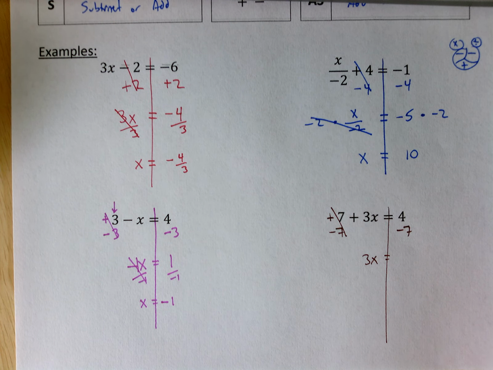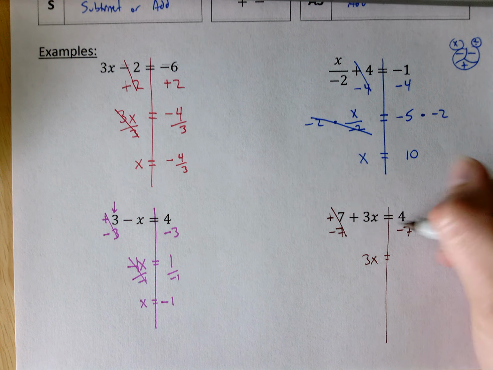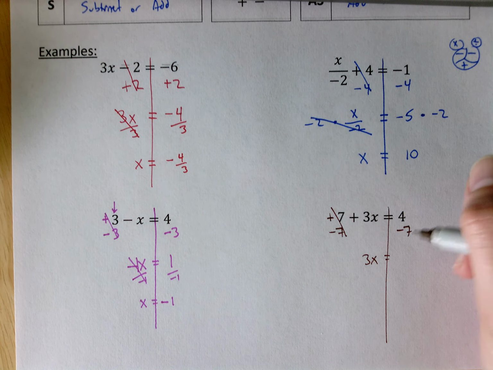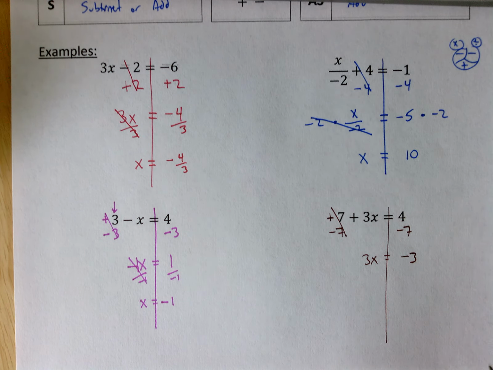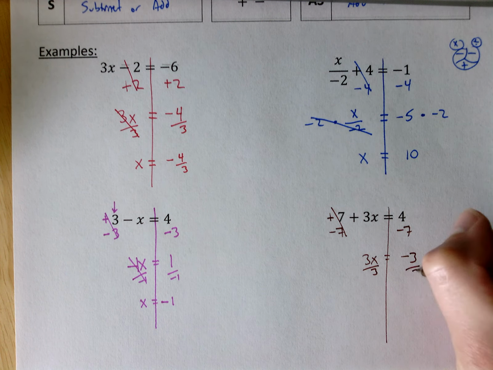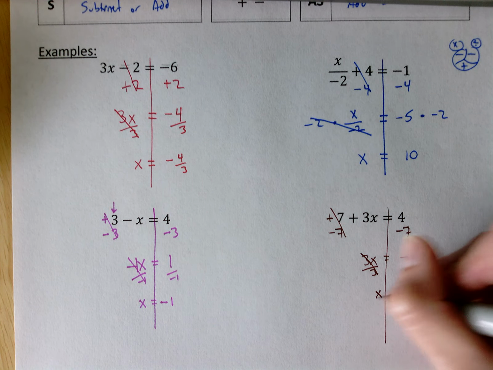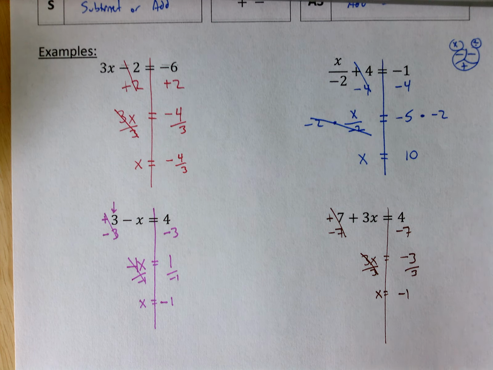4 and -7, when I combine those together, 4 buckets of water, 7 fires. Think about that for a second. I'm going to put out a bunch of fires. How many fires are going to be left? 3. So I'm going to have 3 fires left over. And then this, that's multiplication, so I'm going to divide both sides by 3. So x is going to be -1.